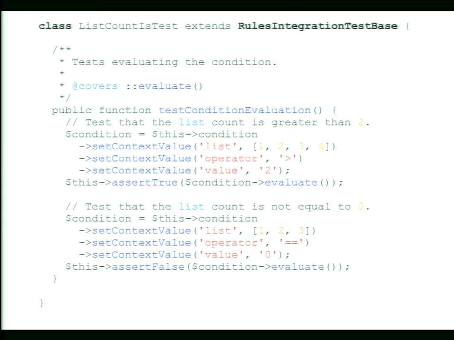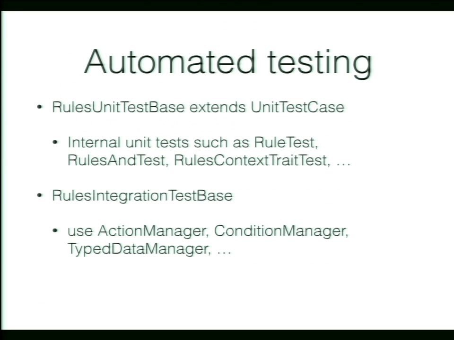It extends the integration test base. What we do is create a condition and set all the context values, like the list should be 1, 2, 3, 4, and operator greater than 2. So the list count of a list with 4 items should be greater than 2. We assert that this condition evaluates to true. Easy. And vice versa, should not be equal to 0, the count of a list that has 3 items, so we are asserting false that it's equal. That's what the tests look like.